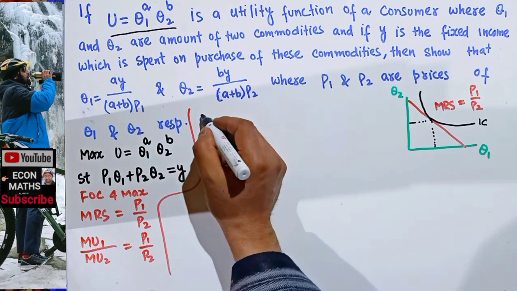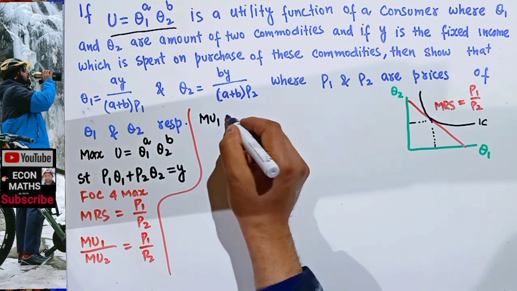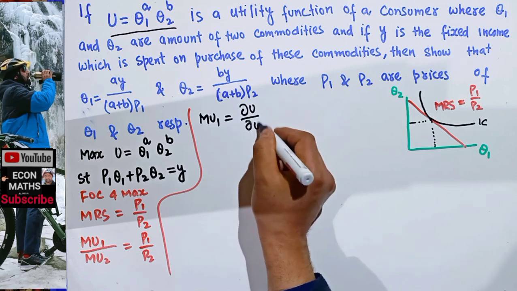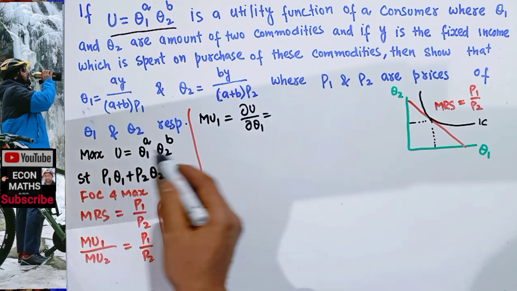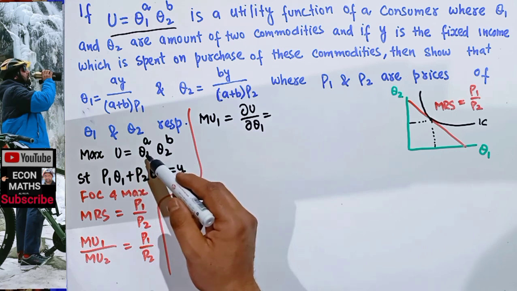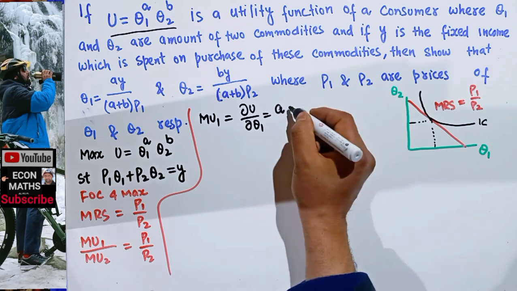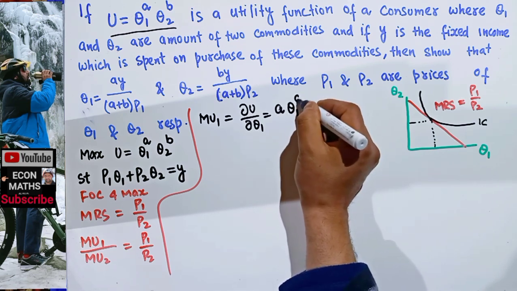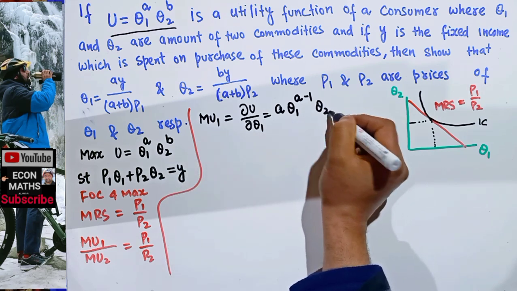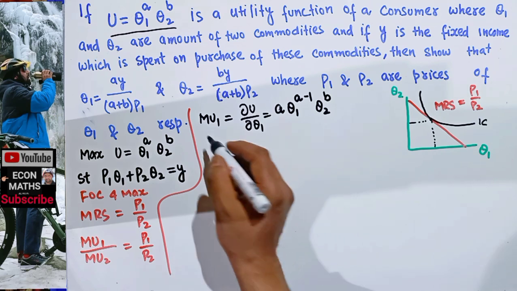Now MU1 means the partial derivative of utility function with respect to Q1. Given this utility function, if we take partial derivative with respect to Q1, derivative of q1 raised power a will be equal to a will become coefficient q1 and exponent will be subtracted by 1, and q2 will remain same because we are taking partial derivative with respect to q1.